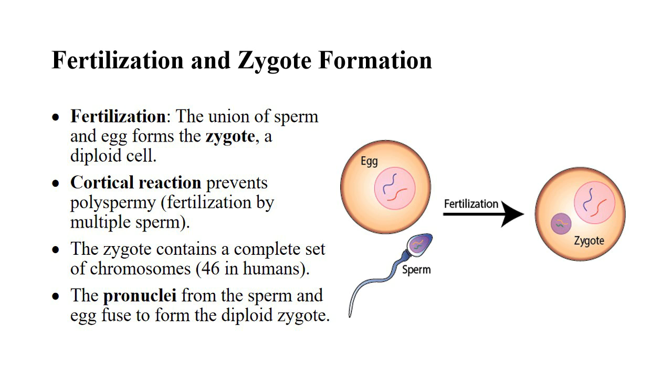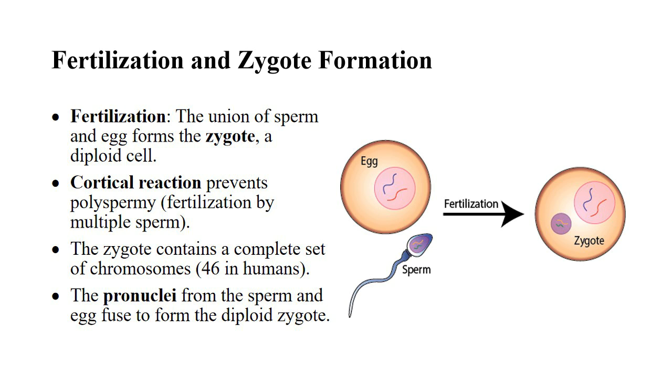1. Fertilization and zygote formation. Fertilization marks the union of the male sperm and the female oocyte egg, resulting in the formation of a zygote. The sperm and egg nuclei fuse, restoring the diploid chromosome number, 46 chromosomes in humans.